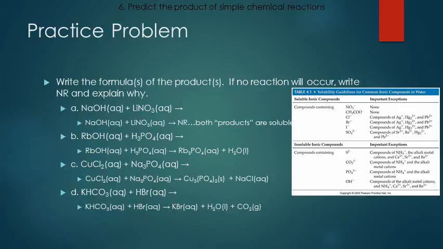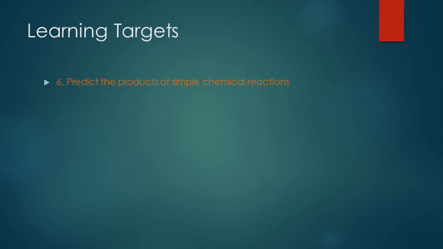Alright, lots of examples here, lots of additional details on the displacement reactions and how we determine what the products will be and whether or not a reaction will even occur. So this completes our 6th learning target. We now are able to predict the products of simple chemical reactions.